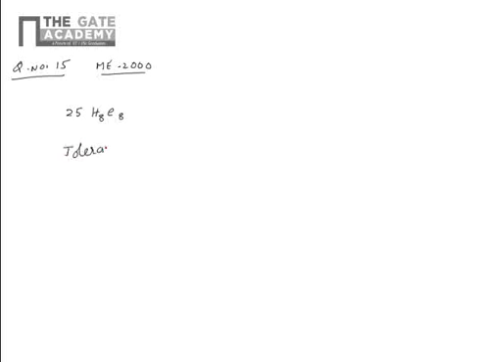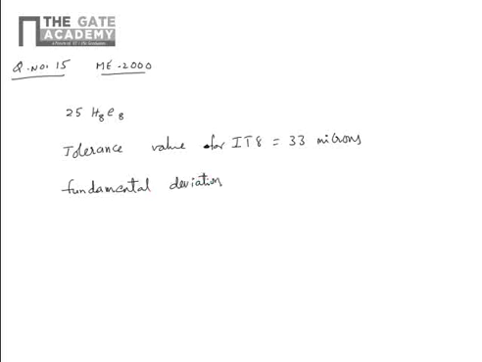So tolerance value for IT8 equal to 33 microns. He has given the tolerance value. There is no need to calculate by using the formula. So fundamental deviation of the shaft is equal to minus 40 microns. Negative means it is below the reference line.